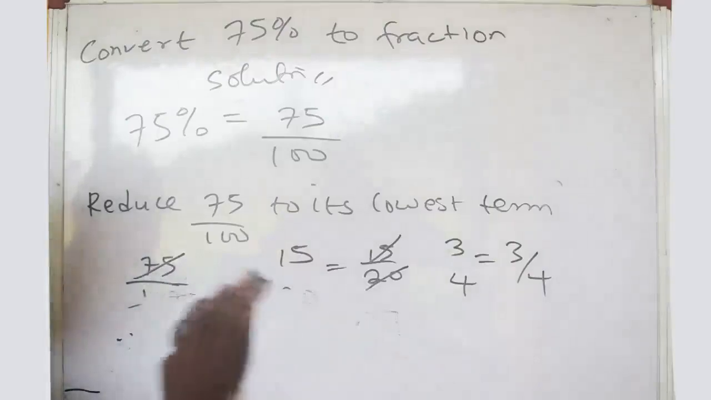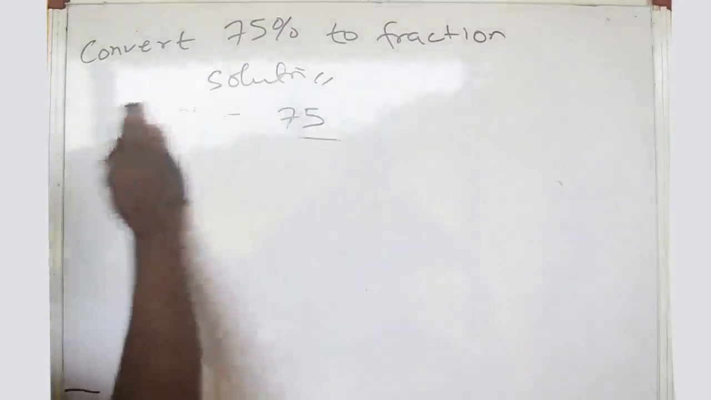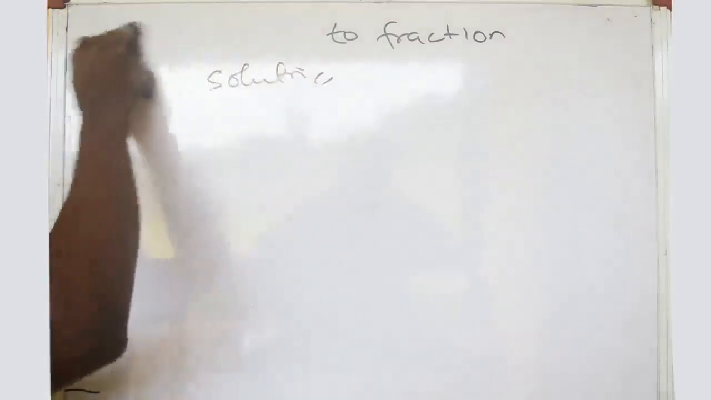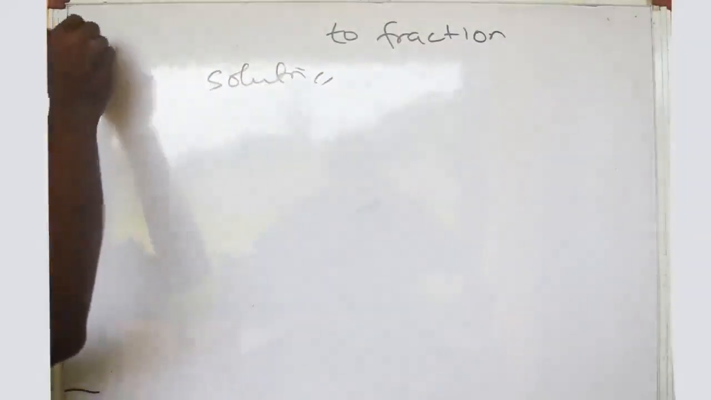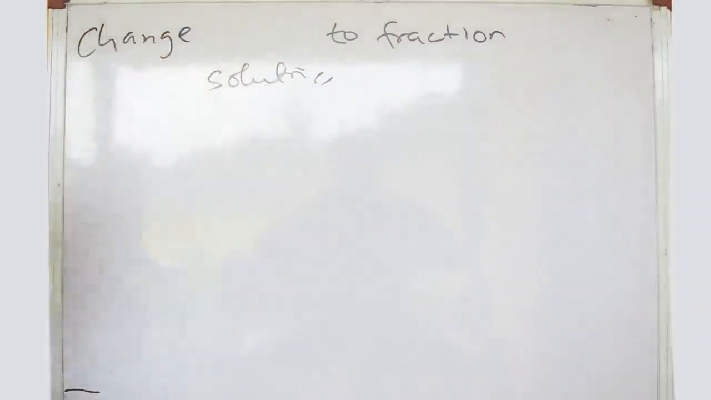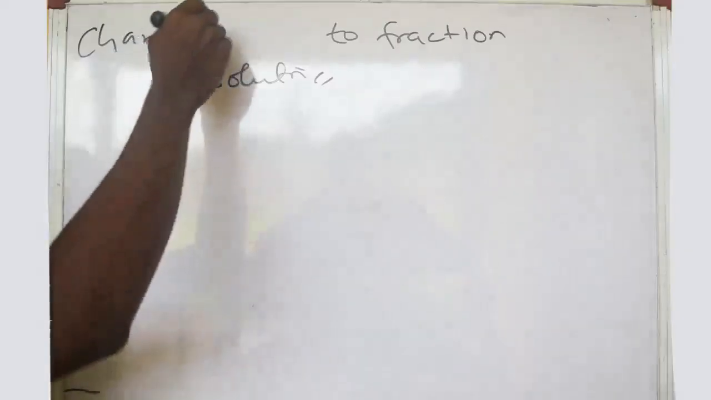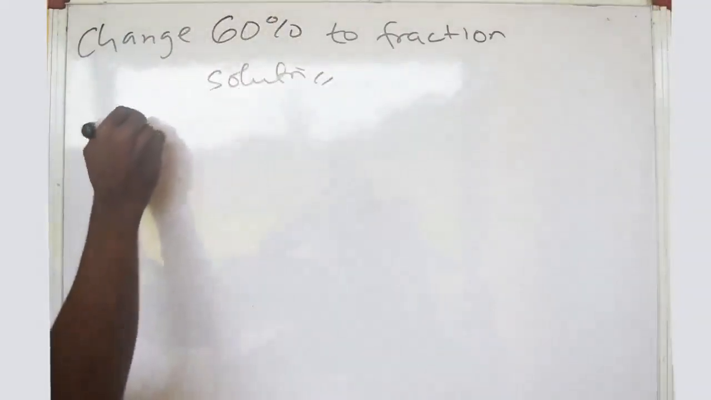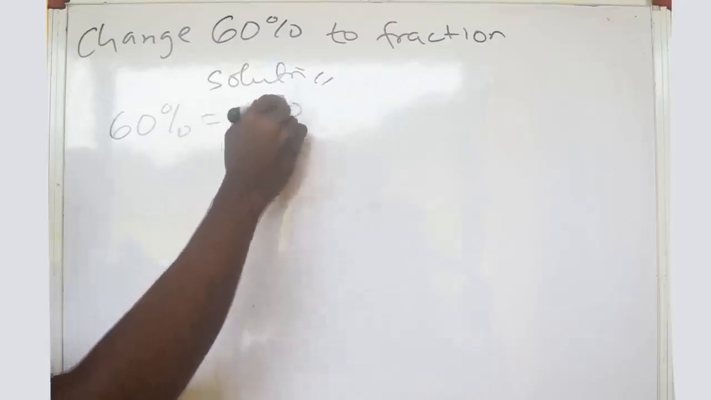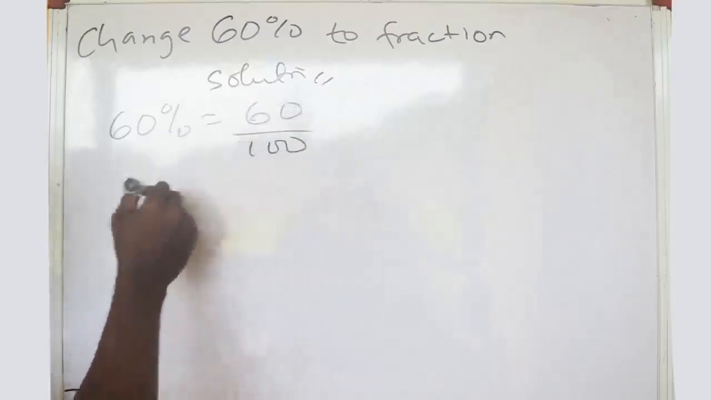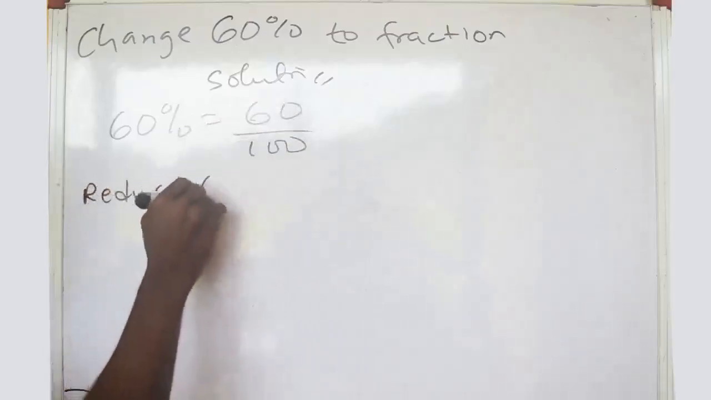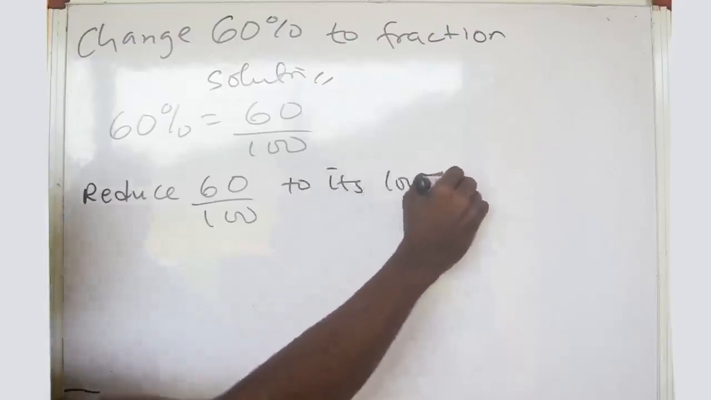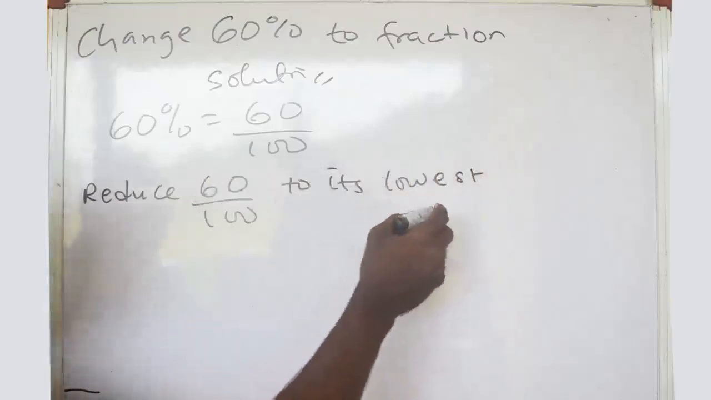Okay, so let's say you are given this as well. We say reduce, we say convert, forgive me. The question can still say, instead of convert, the textbook will write change, saying the same thing. Supposing they say change 60% to fraction. So after solution, 60% is the same as writing 60 all over 100. So when you say reduce 60 all over 100 to its lowest term, the only time to write this is if you figure out something can divide both of them.